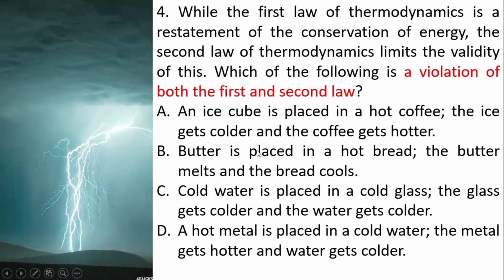Okay, this is the first law again: energy cannot be created nor destroyed, it can only be transformed. So the butter is placed in the hot bread, and the energy of the hot bread is being transferred to the butter. That is why the butter melts. So it is in obedience with the first law of thermodynamics. And the bread cools, again, because there is transfer of energy from hot to cold. And there is entropy here because the butter melts.